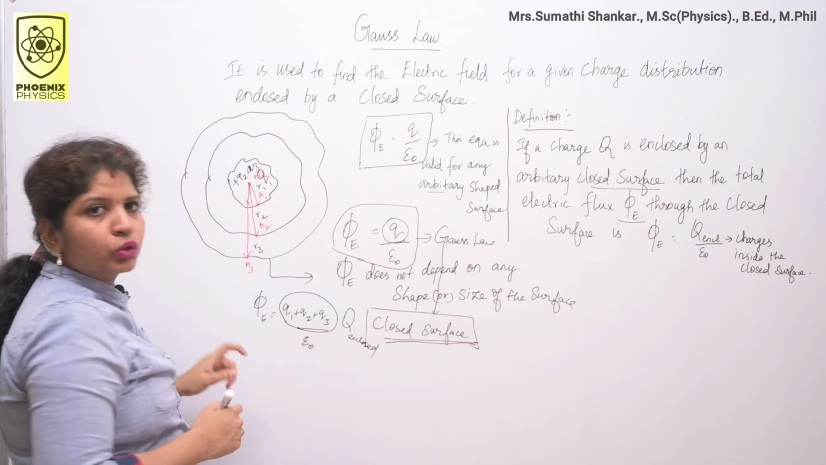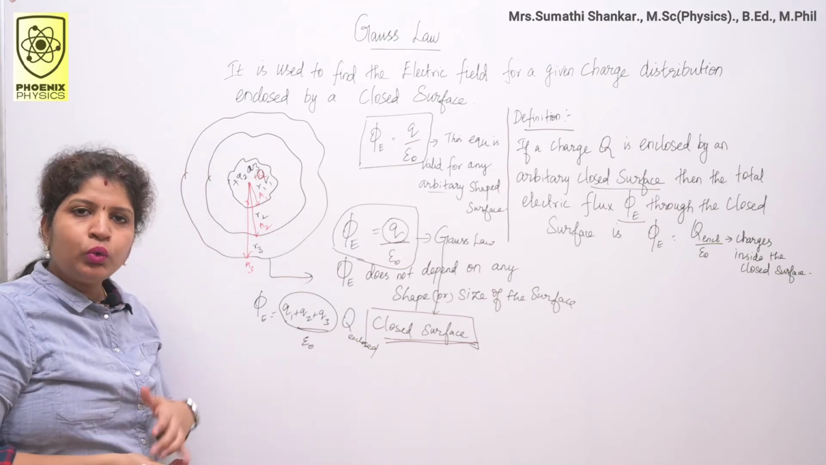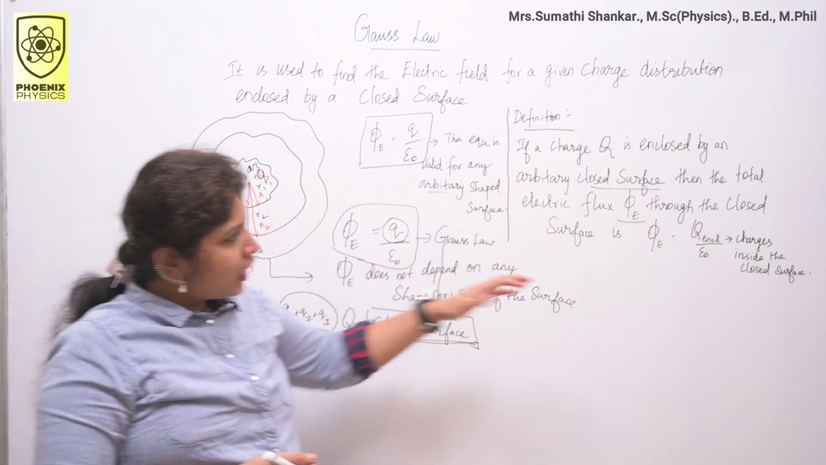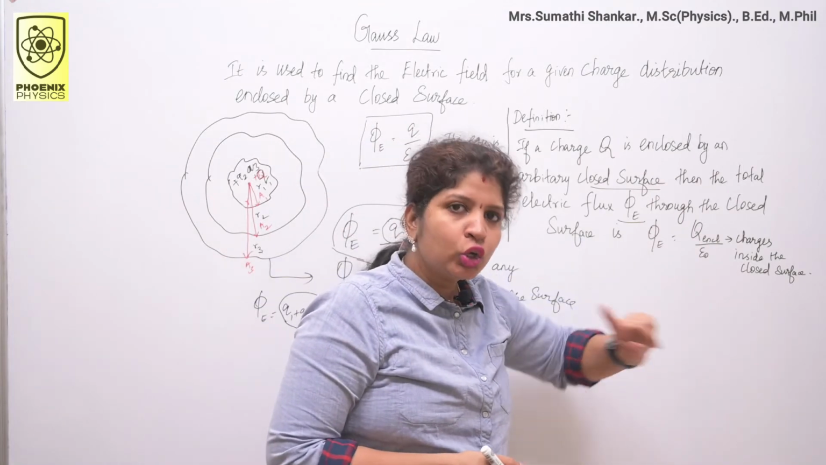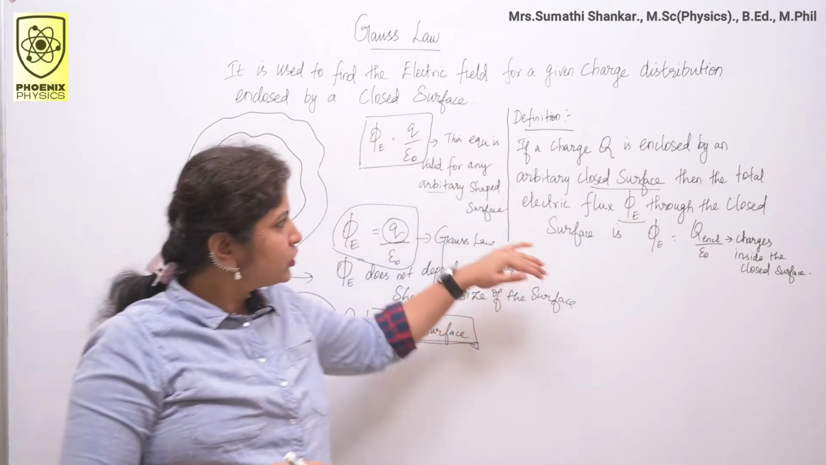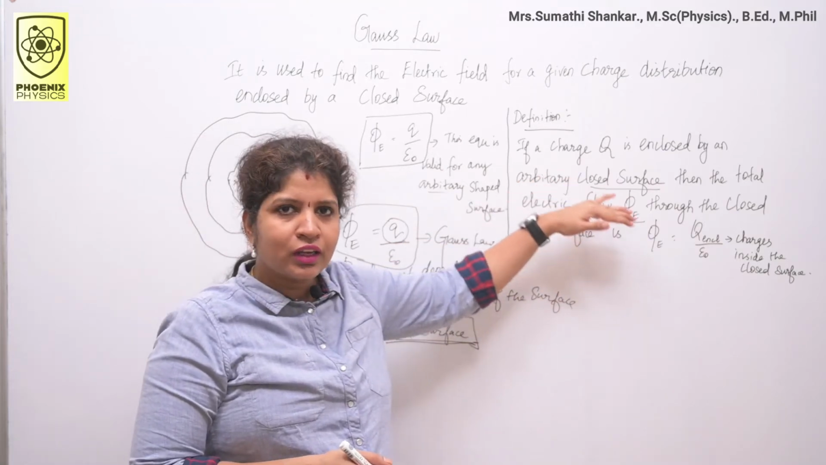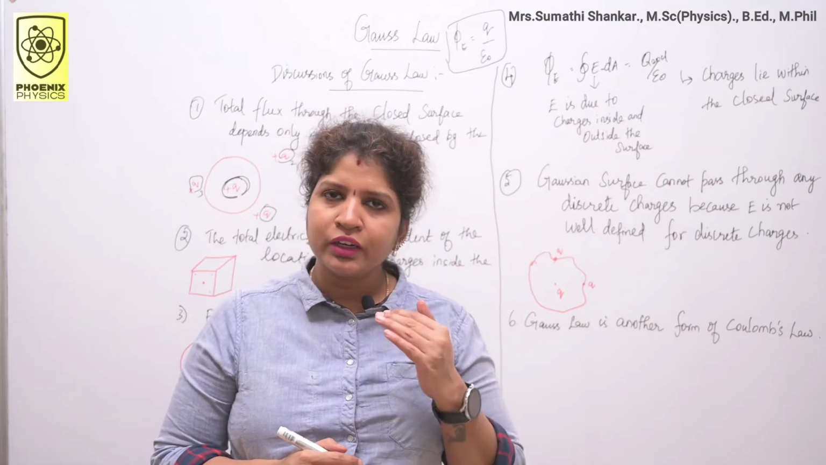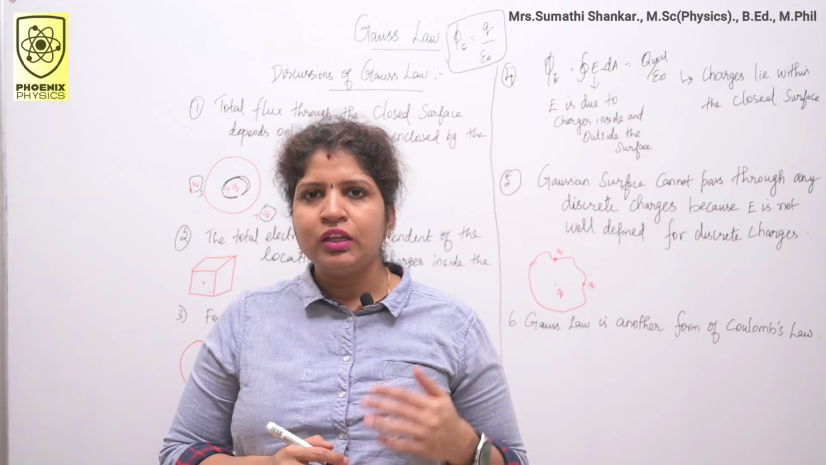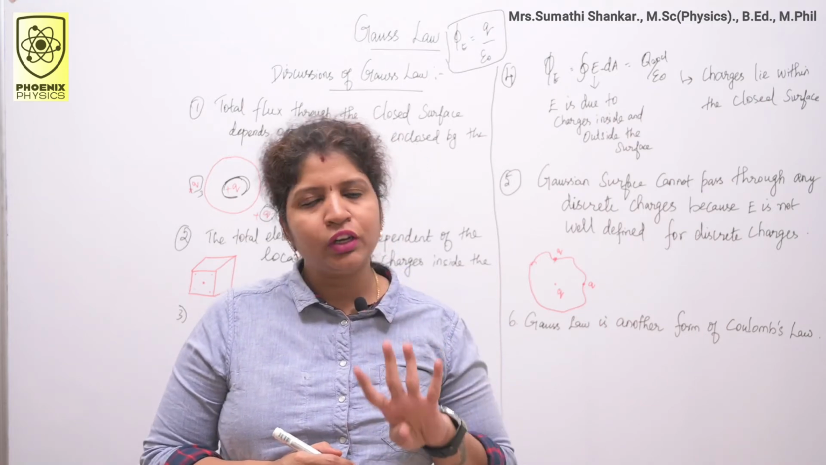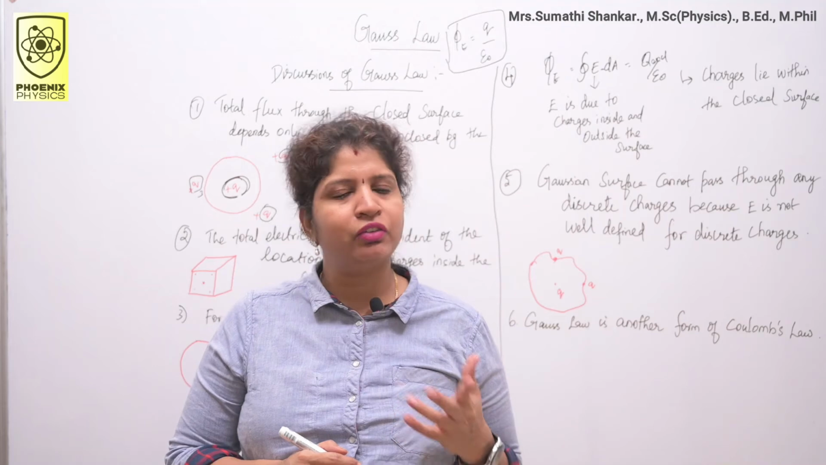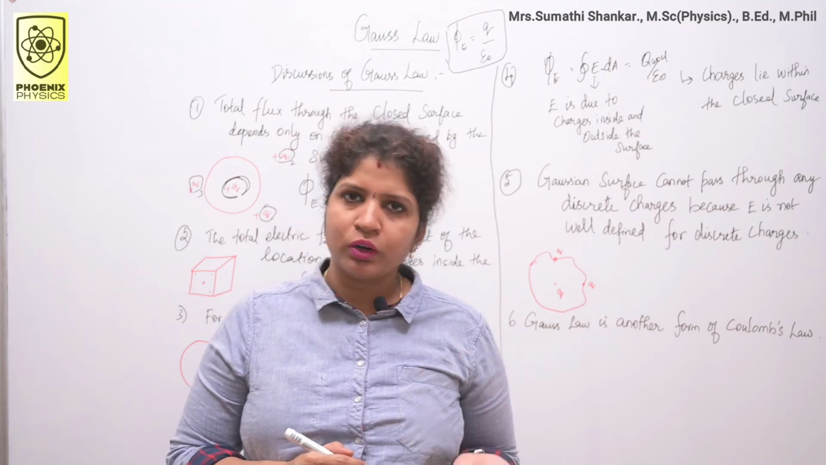So what is this Q enclosed? Q enclosed means charges inside the closed surface. This is the definition for Gauss law. Next one is discussions of Gauss law. Some other books have given only 4 points. In my book they have given 6 points. Let us see one by one.